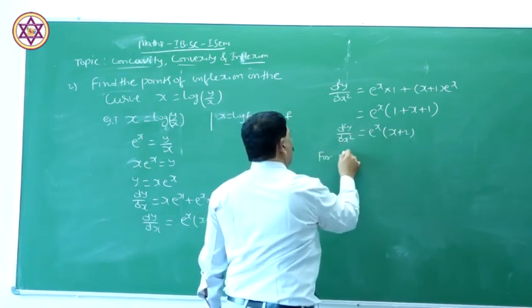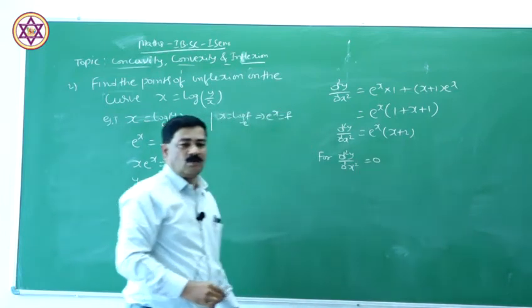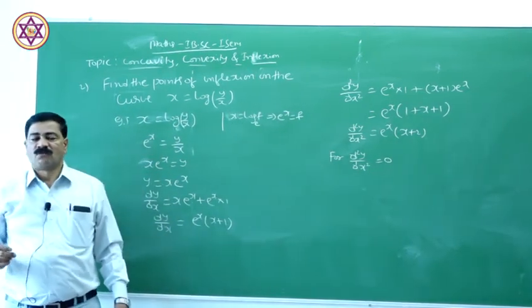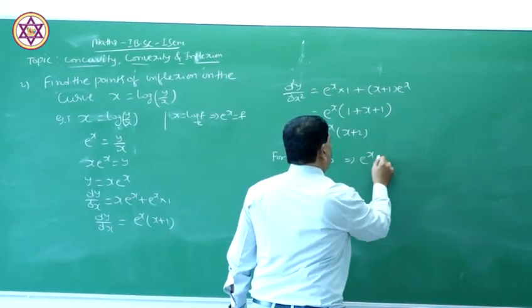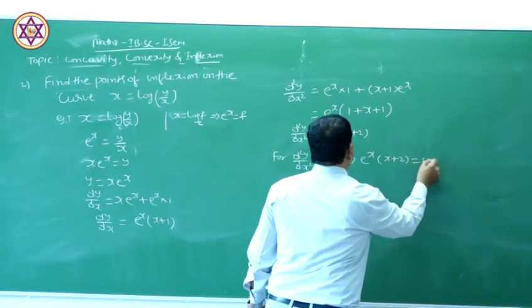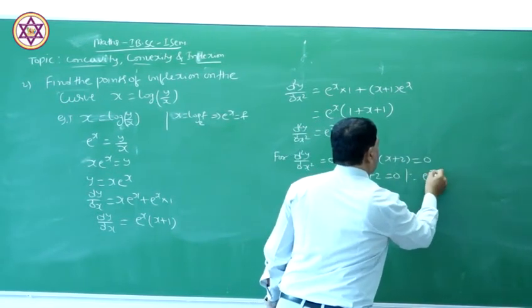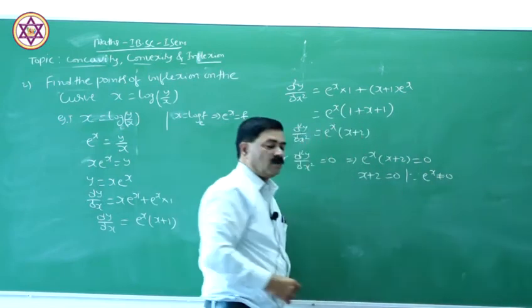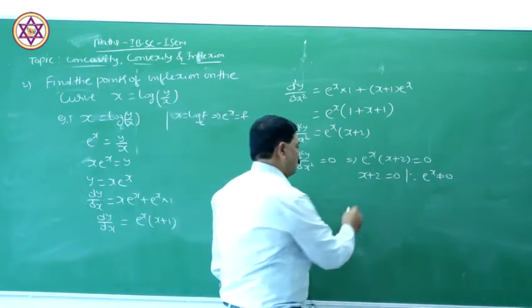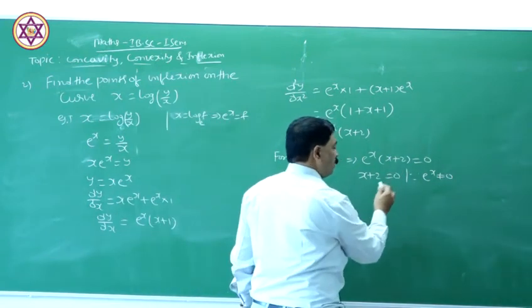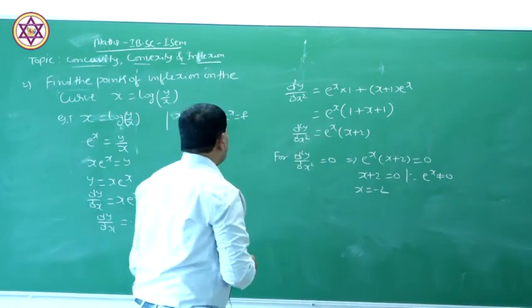For d squared y by dx squared equal to 0, equating to 0, because the condition for point of inflection is second derivative is 0. Therefore e power x of x plus 2 is equal to 0. So x plus 2 is equal to 0, because e power x is not equal to 0. If you take any real value for x, e power x is not equal to 0. Therefore x plus 2 should be equal to 0, x is equal to minus 2.